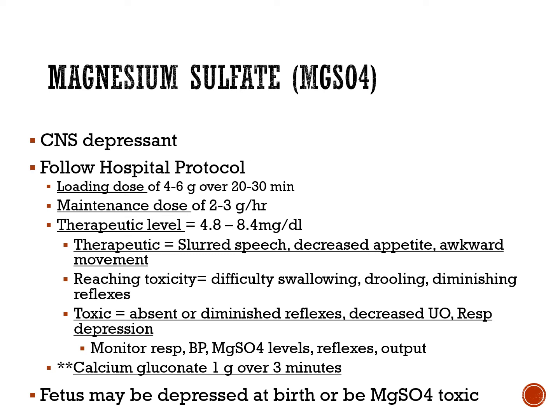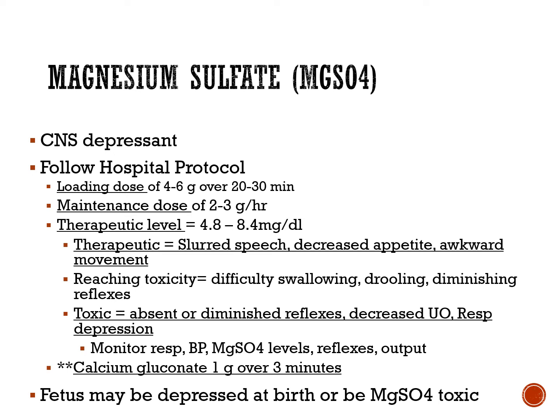You're going to monitor that mother's respiratory rate. Her blood pressure should be monitored every 10 to 15 minutes. You're going to continue those MAG levels. You're going to check her reflexes and her output. Output is monitored every hour. You want to see usually 20 or more cc's of urine every hour. Sometimes the orders state 30, depends on your facility orders.